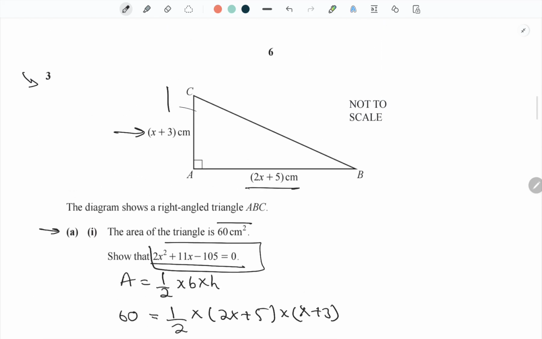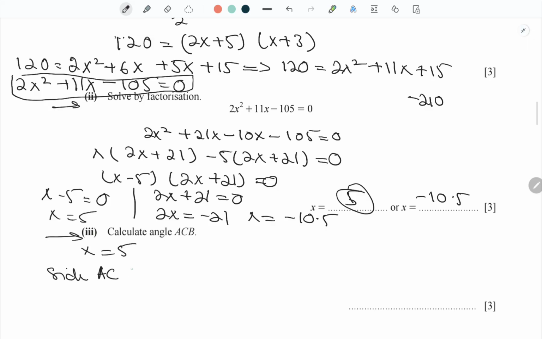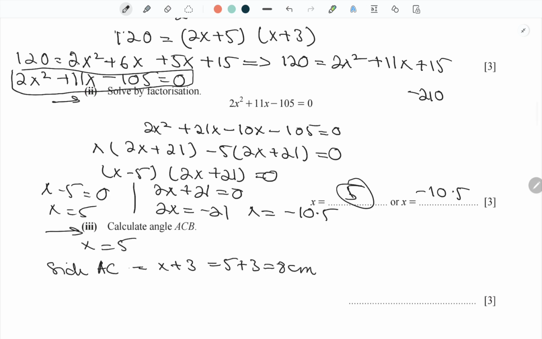Okay, so side AC is opposite to angle B, right? And adjacent to angle C, right? So that means it equals x plus 3. What is the value of x? X is 5. So 5 plus 3 equals 8 centimeter, right?